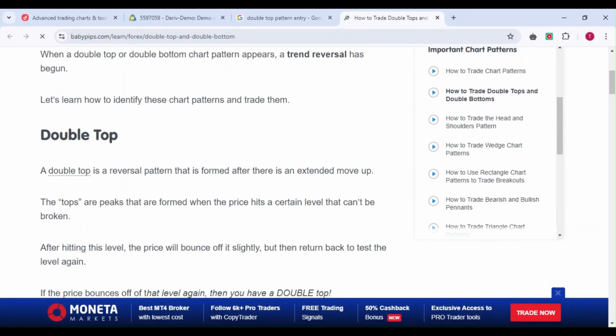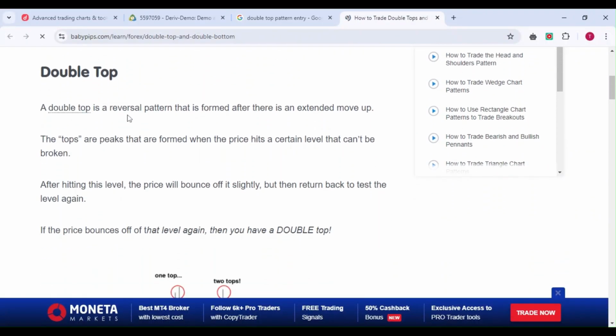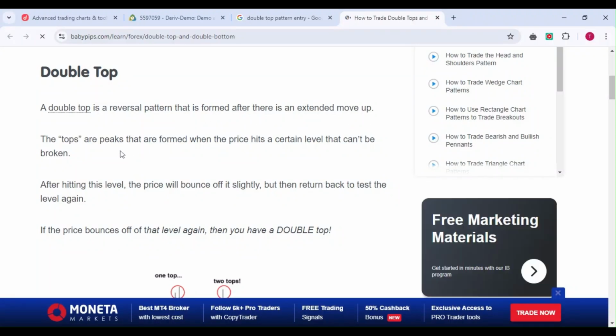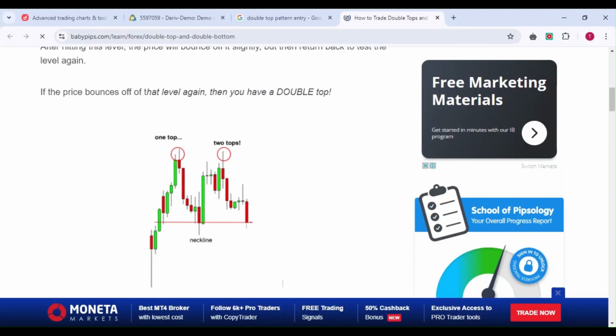Let you see. When a double top or double bottom chart appears, a trend reversal has begun. Let's learn how to identify these chart patterns. It's very easy to trade. A double top is a reversal pattern that is formed after an event move up. The tops are peaks formed when the price hits a certain level that can't be broken. After hitting this level, the price will bounce off slightly, but then return to test the level again. So with that, you can see if the price bounces to that level.